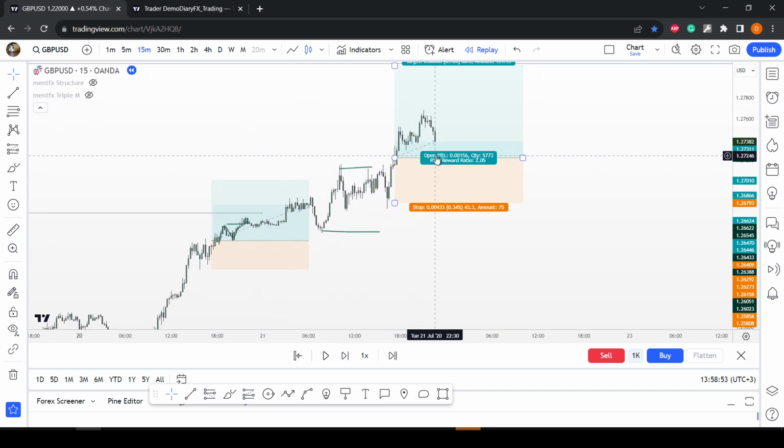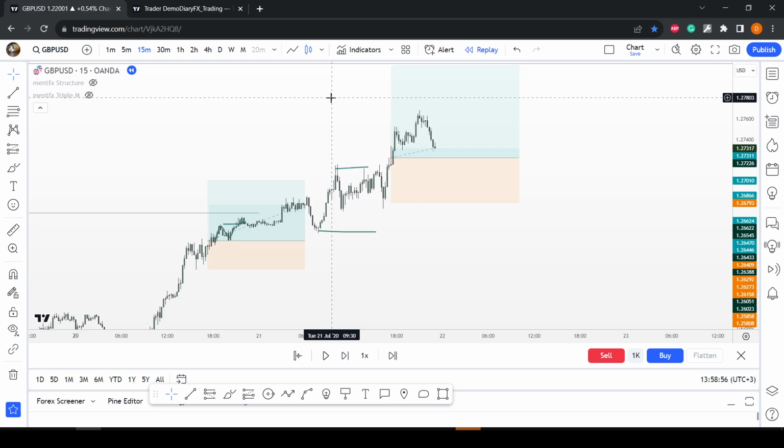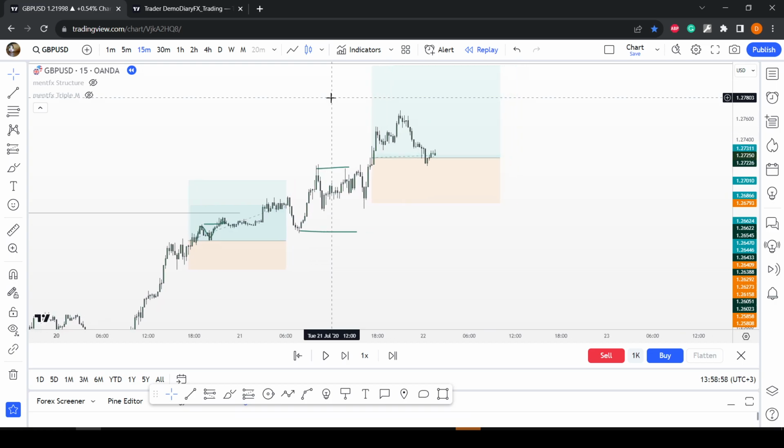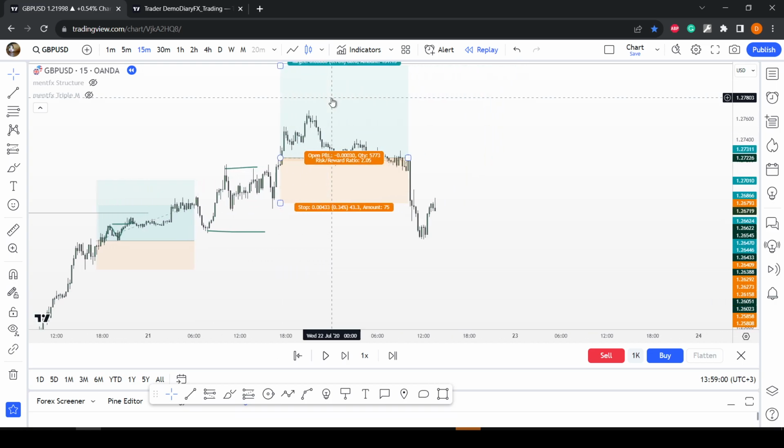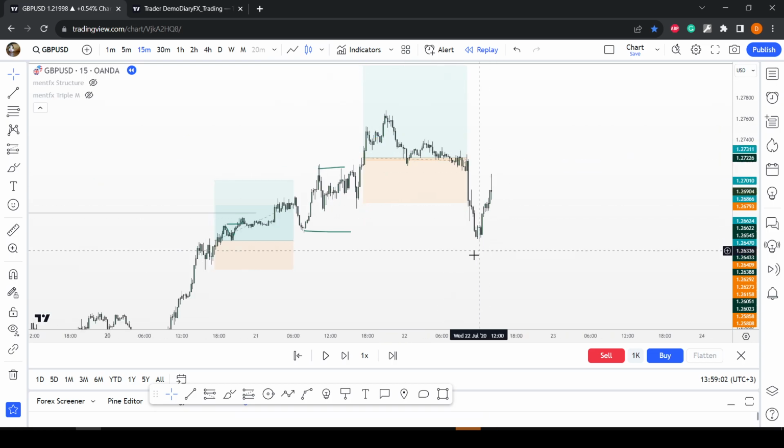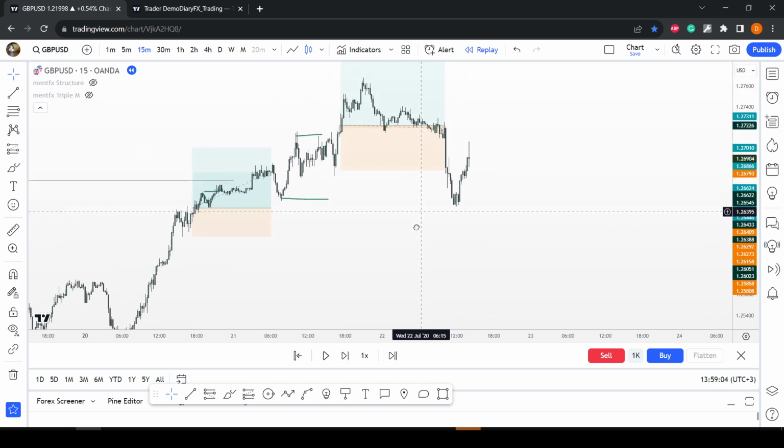As for me, oh no, we are approaching Asia, so do not expect too much out of this trade. Yeah, so this is actually a loser with a reaccumulation here.